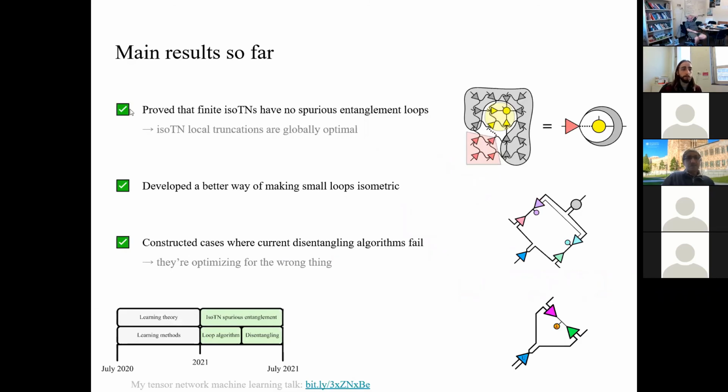All right, so that's my results so far. I've proved that finite isometric tensor networks have no spurious entanglement loops, so isometric tensor network local truncations are globally optimal. I've developed a better way of making small loops isometric. I've constructed cases where current disentangling algorithms do the wrong thing. So that's the year of my thesis so far.